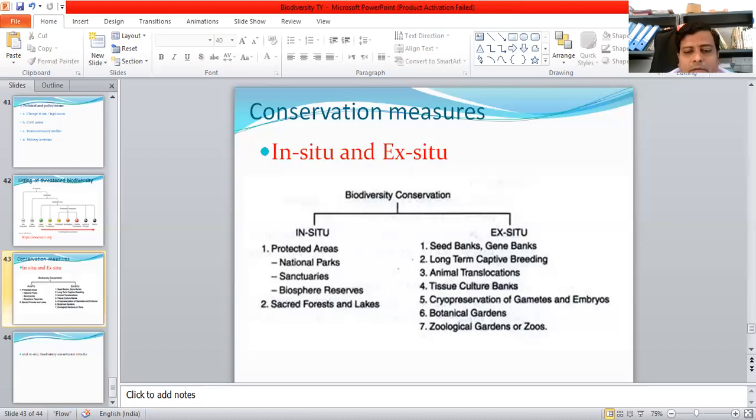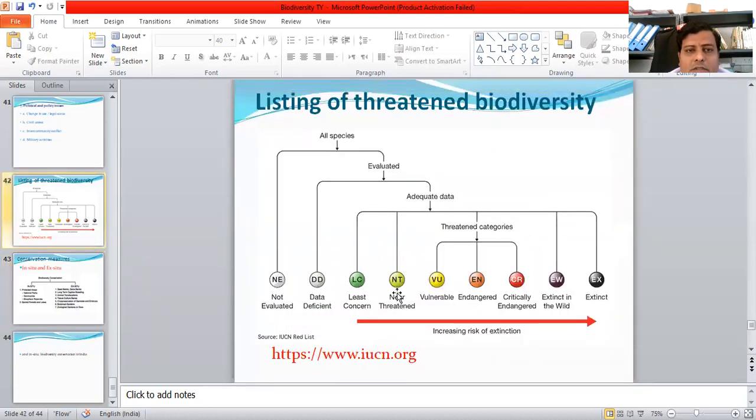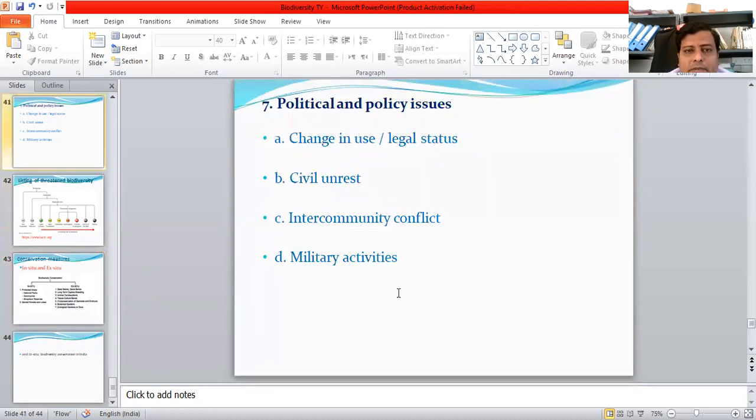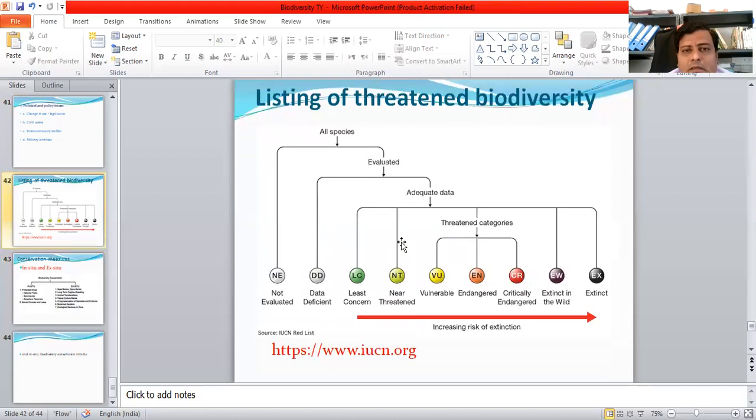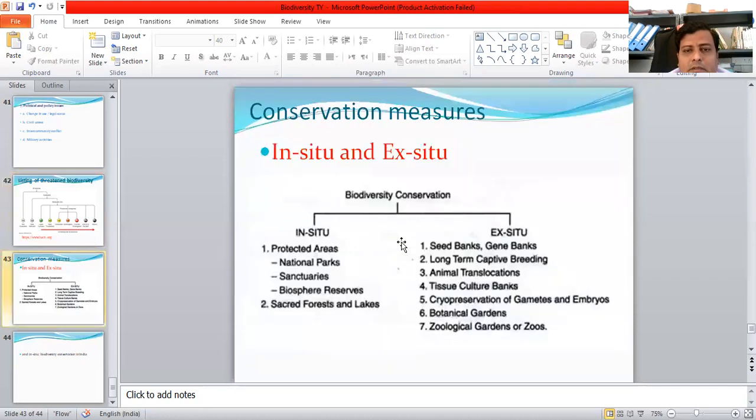Today we have seen in situ and ex situ conservation. Previously, we had studied the threatened biodiversity types.